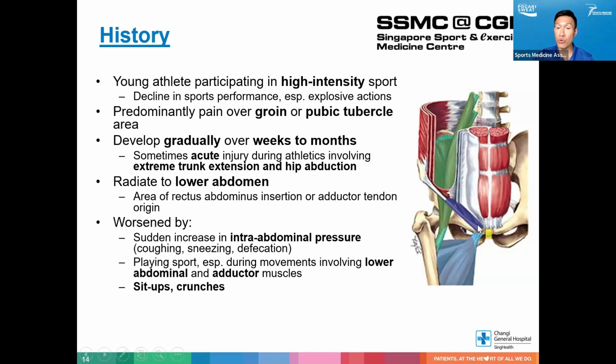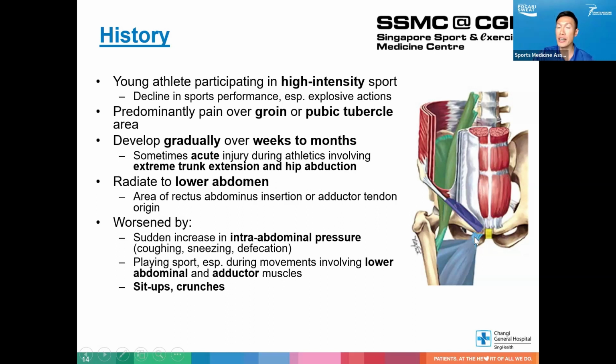The pain is mainly over the groin region or the pubic tubercle here highlighted in yellow, right? And it's usually a gradual weeks to months kind of thing, right? Sometimes it can come as an acute injury, like in certain athletic sports, when there's extreme trunk extension and hip adduction, where there's a stretch or damage to the aponeurosis, and then it can come quite acutely. But most of the time, it is more gradual. It can radiate to the lower abdomen, that means radiate upwards to the lower abs, right? Or downwards to the adductor tendon below over here.